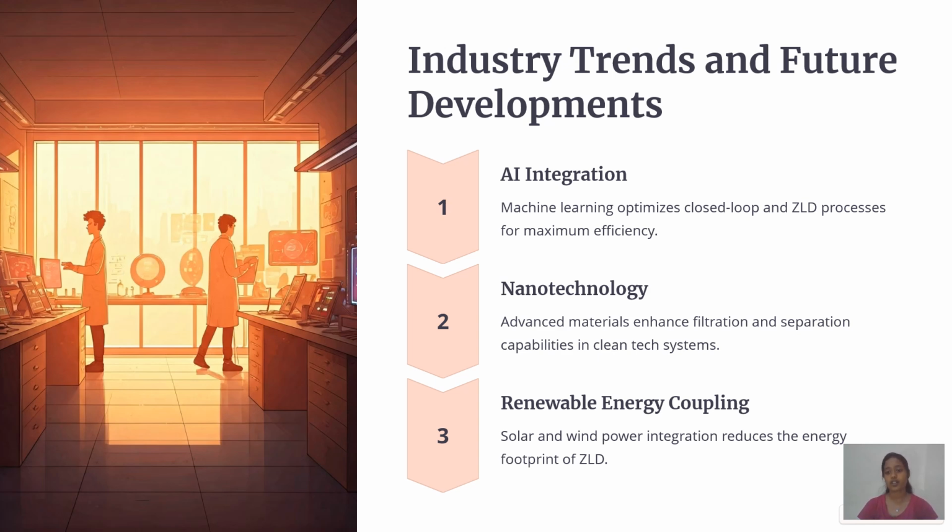So it can be AI integration. So machine learning will optimize the closed loop systems in order to deliver maximum efficiency. Also, nanotechnology can be used in order to enhance the filtration process. So in nanos, like 10 power minus 9, it can filter such smaller particles. So they help in clean tech systems.